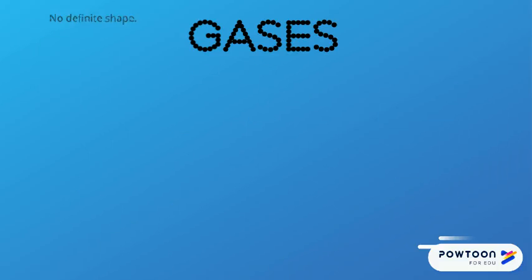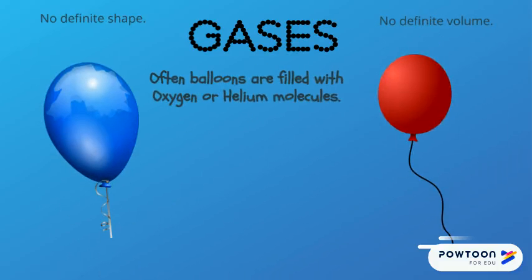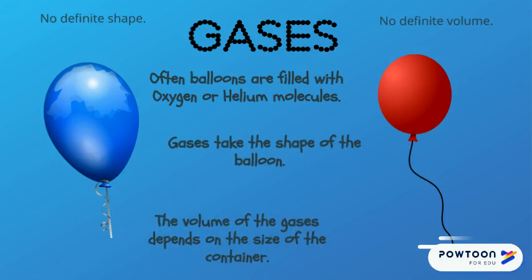Okay, so we know that gases have no definite shape and no definite volume. So what does this mean? If we look at balloons that are often filled with either oxygen or helium gases, we can see that the gases have taken the shape of the balloon. Also, the volume of the gases will change depending on the size of the container.